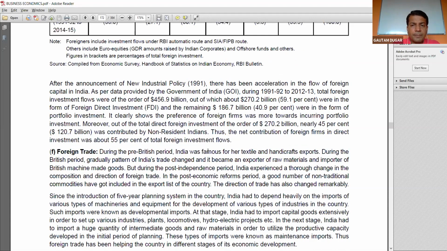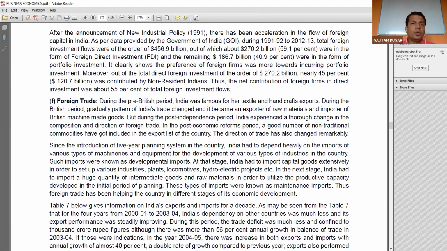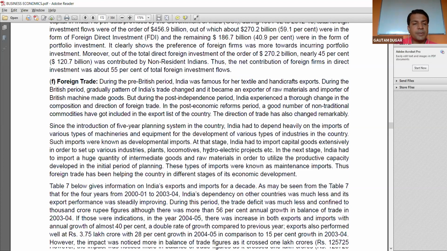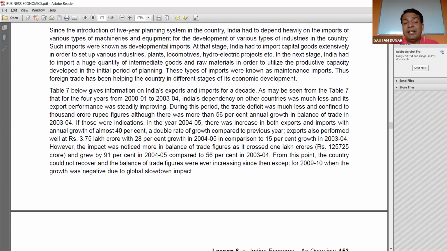Foreign trade, as I said, during the British rule, we were majorly exporters of handicrafts or raw materials, of textiles, and we imported their finished products, the machines, and other manufactured goods. Though in recent years, we have become a major exporter of software. We are earning a lot out of software exports, that is, export of intangible items basically.